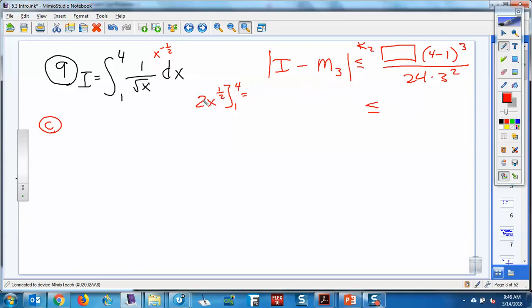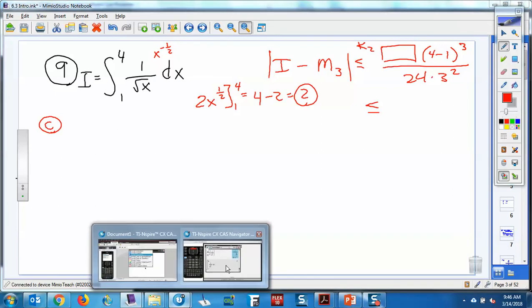Put in a 4, square root of that is 2 times 2 is 4. Put in a 1, square root of that is 1 times 2 is 2. So the exact answer here is 2. So we know the exact area is 2. Sometimes we do a problem where we know the exact area just so we can compare. Okay? So now, let's catch up with Cody here.